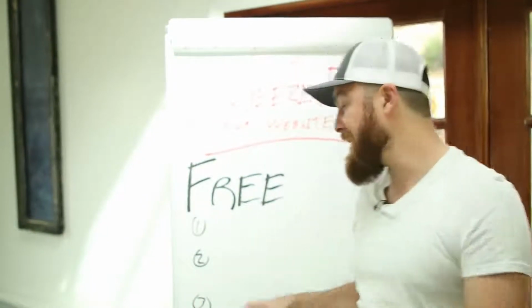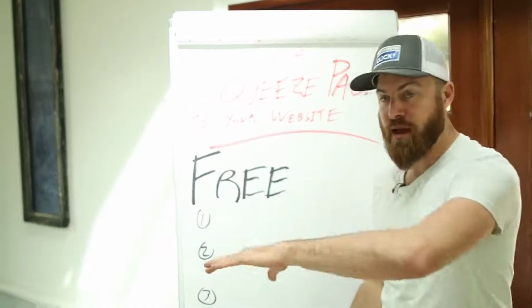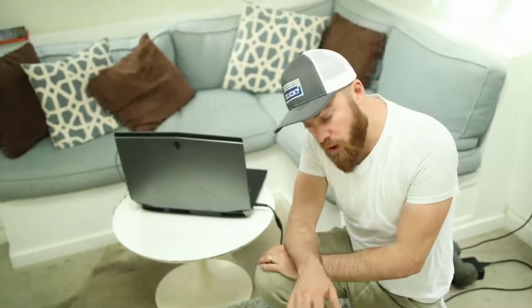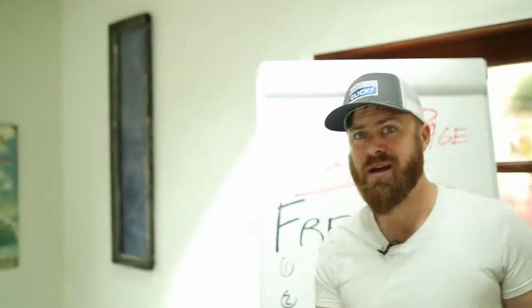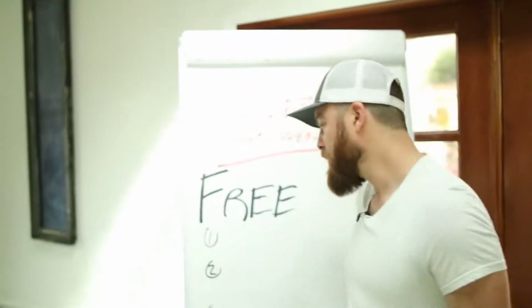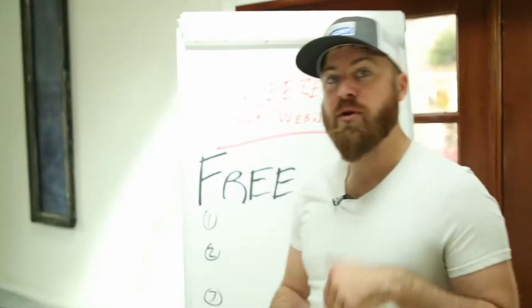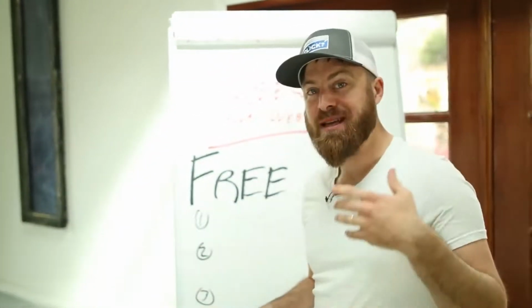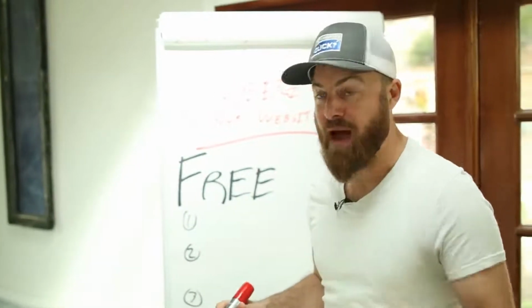Now I'm going to list them out right here of what you'll need, and then we're going to go over on my computer right here. I'm going to walk you through how to set up a squeeze page or landing page, whatever you want to call it, on your website so you can start promoting your affiliate link on the biggest ad networks around, Google and Facebook. So first off, you're going to need a way to actually download these files, okay?